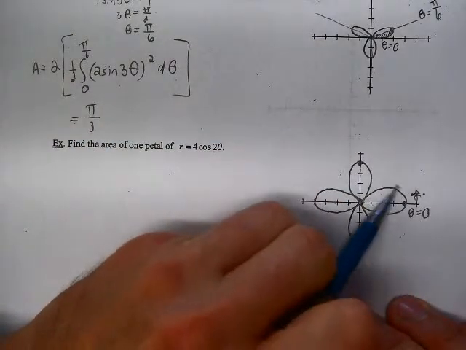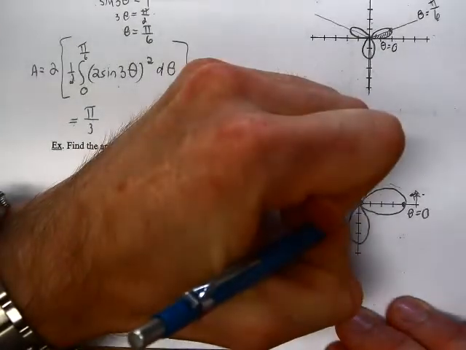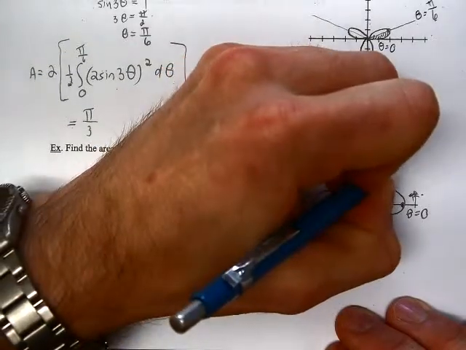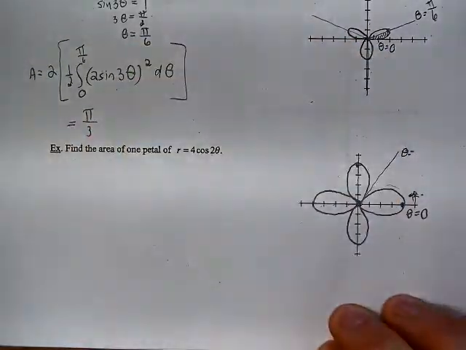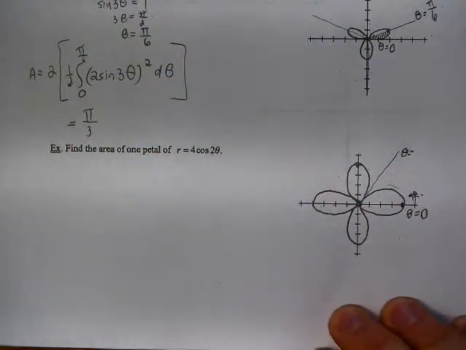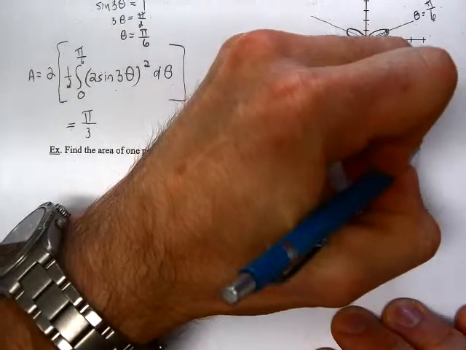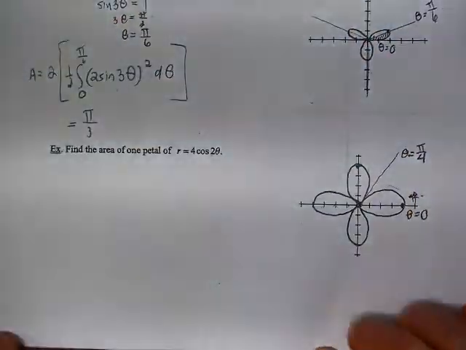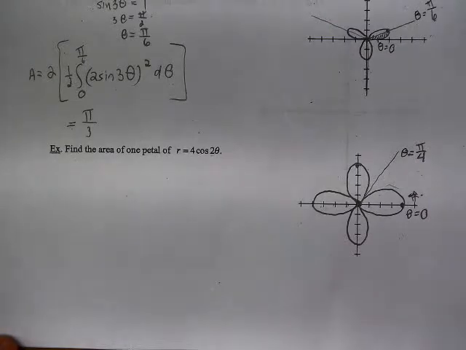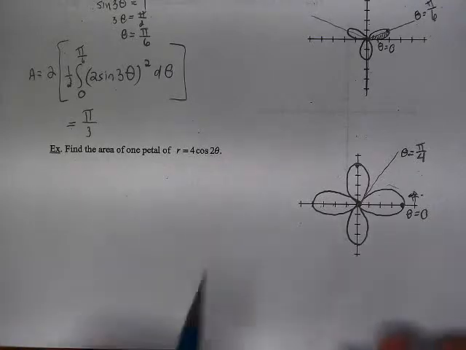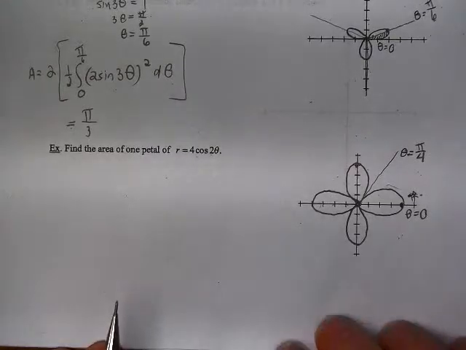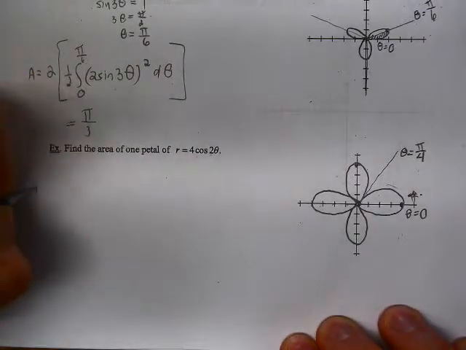And then as we progress up here, I'm going to get theta equals pi over 4, and that's going to create an r equal to 0, because cosine of pi over 2 will give us a 0, and then we'll have a radius of 0.